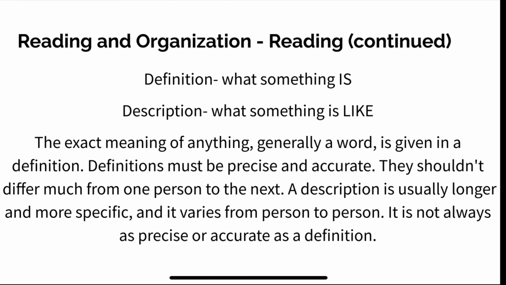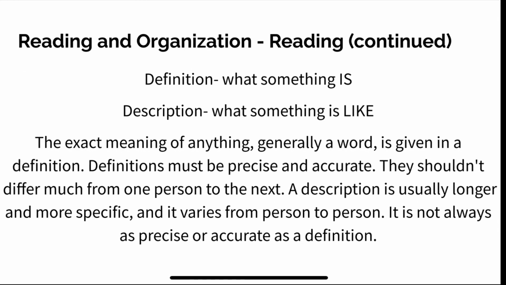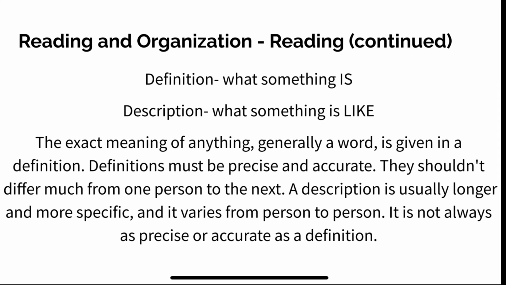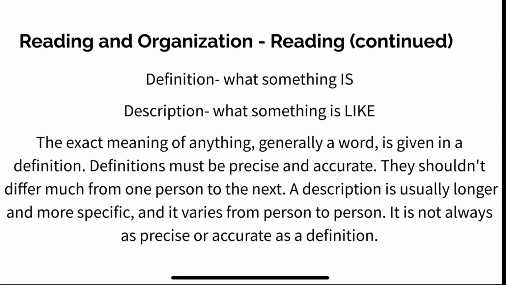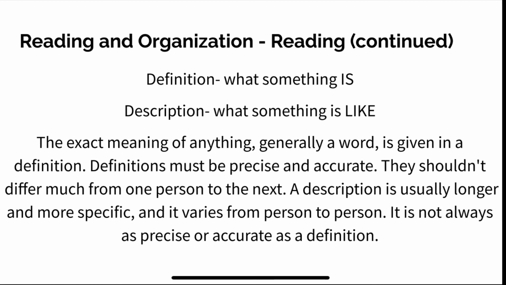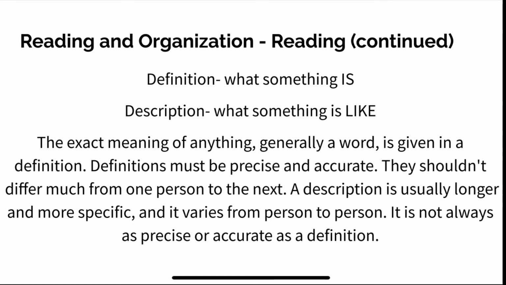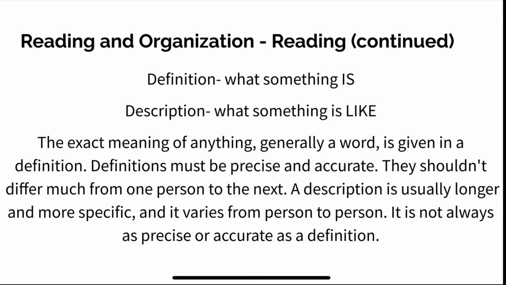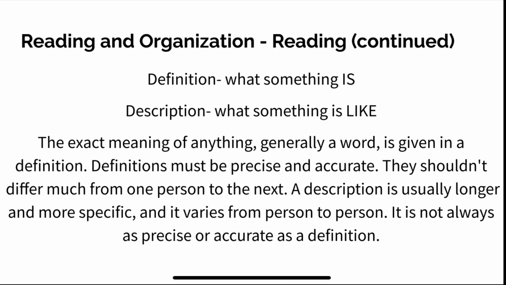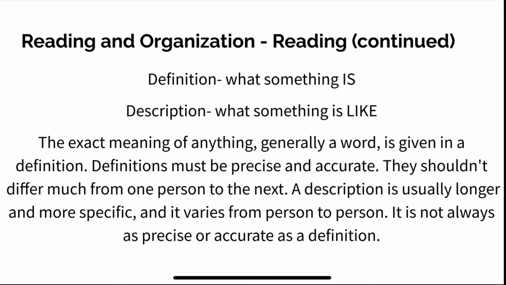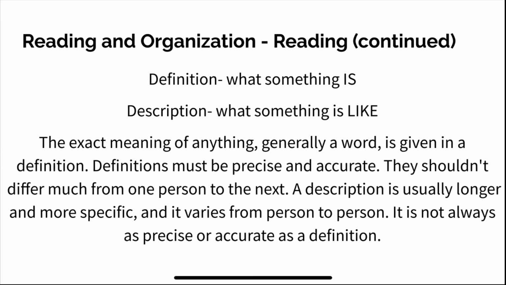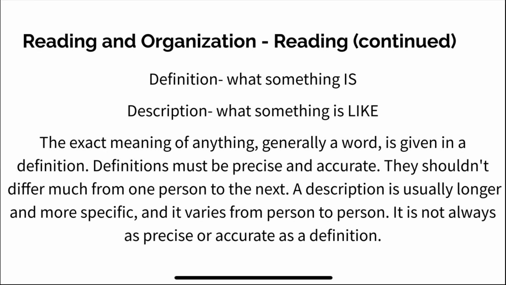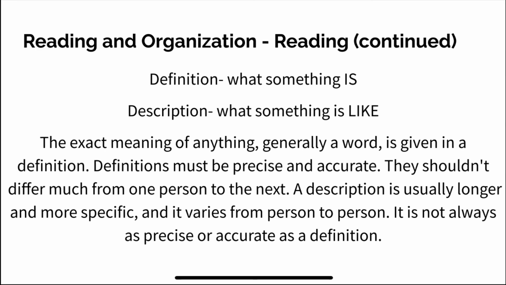Continuing with reading and organization, let's look at the difference between definition and description. Definition is what something is, while description is what something is like. The exact meaning of anything, generally a word, is given in a definition. Definitions must be precise and accurate. They shouldn't differ much from one person to the next. A description is usually longer and more specific, and it varies from person to person. It is not always as precise or accurate as a definition.